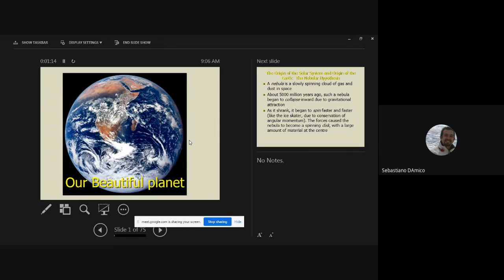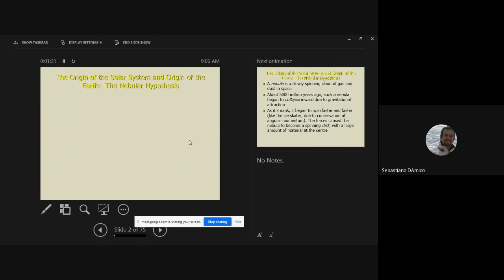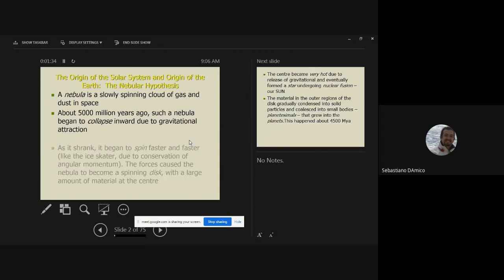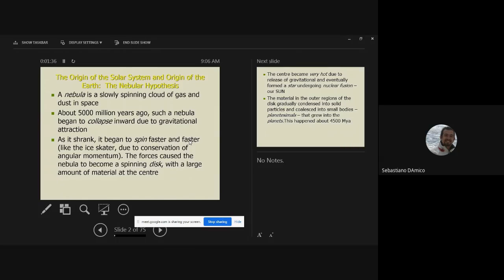But I'm trying to re-condense and recap everything. And maybe, who knows, next year we'll be just dedicating to this. So our planet is kind of unique in the solar system. And the solar system originated several years ago, millions of years ago.